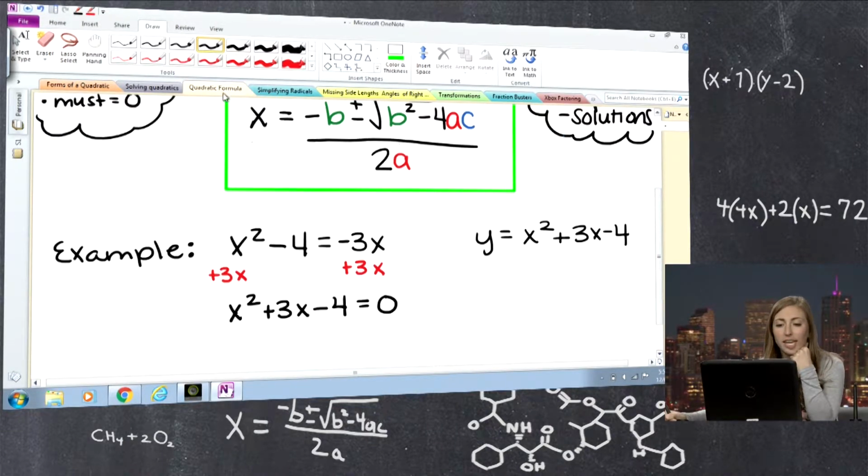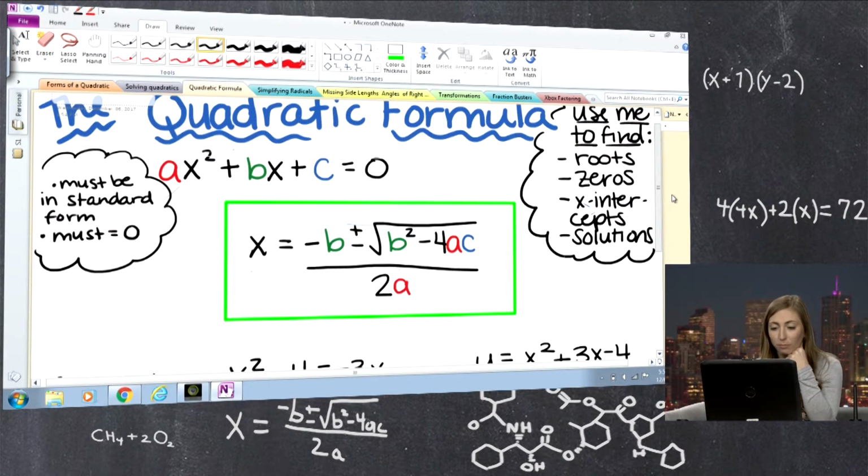So then the second step in this is to determine what our a, b, and c are. And let me go back to the equation up top. You can see that a is the coefficient in front of x squared, b is our coefficient in front of x, and c is our constant.